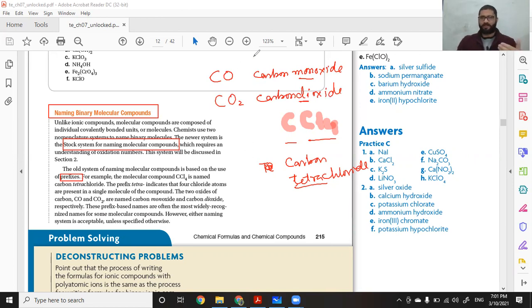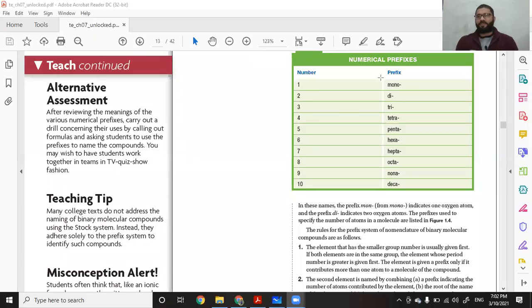So in the old system of nomenclature for molecular compounds, we are using prefixes. The prefixes that are used in the old system of nomenclature for molecular compounds are mentioned over here. For 1, we are using mono. For 2, di. For 3, tri. For 4, tetra, and so on. So these are the prefixes that we are going to use in this chapter.